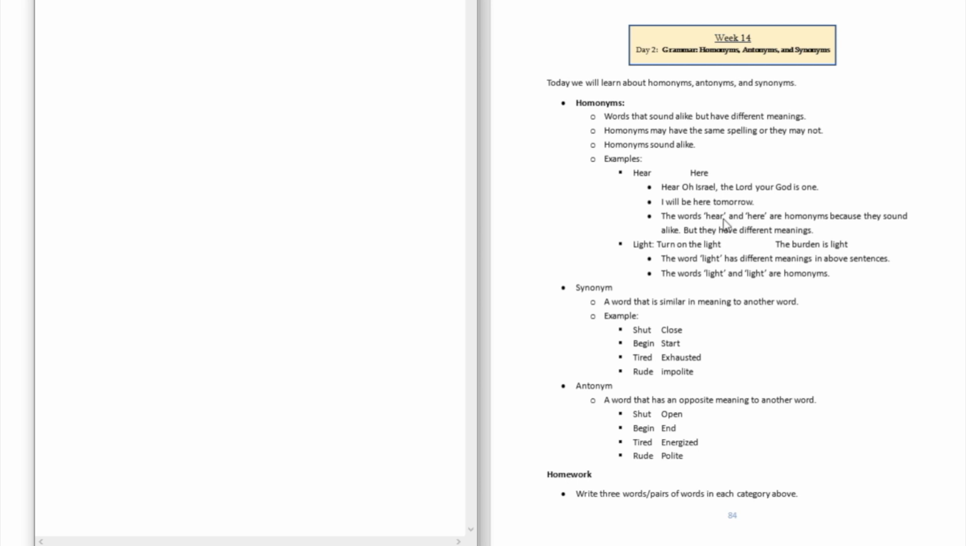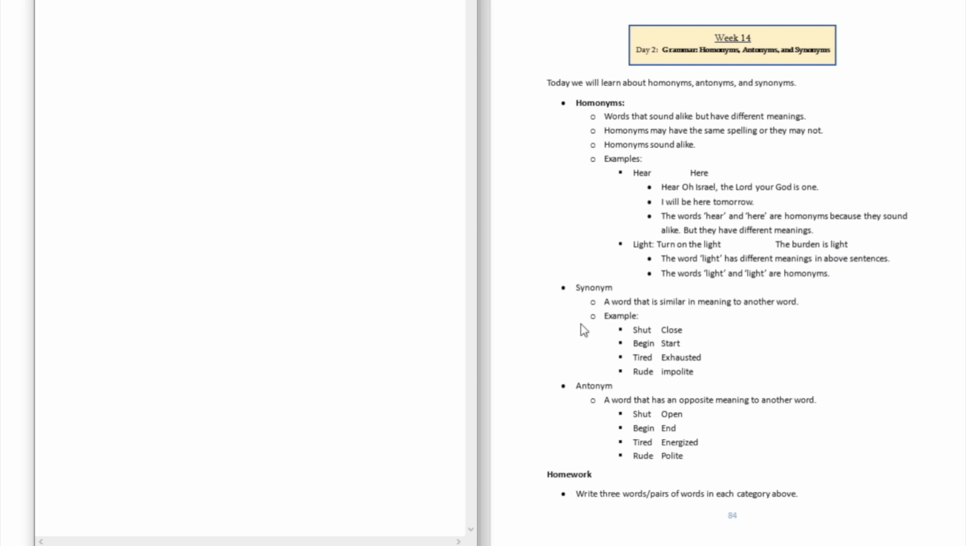The words hear and here are homonyms because they sound alike, but they have different meanings, all right? In other words, it's going to be light and light, okay? Light as in turn on the light, and then light as in the burden is light.